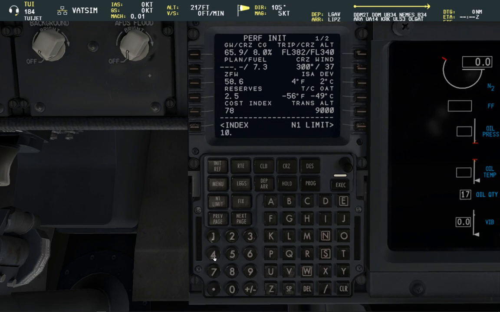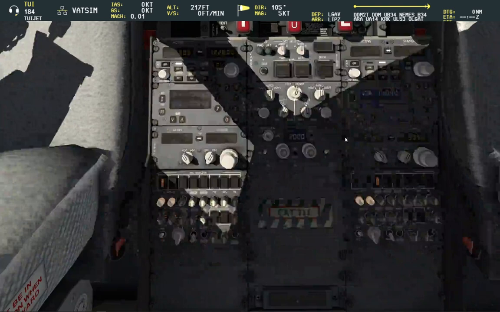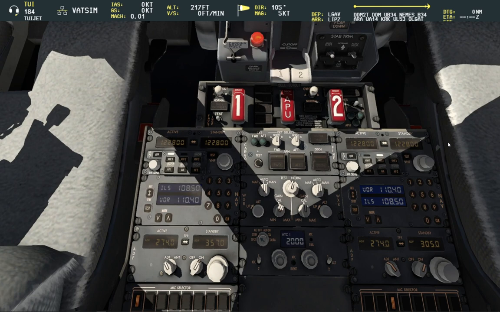10.4, yeah. So I will not execute this yet. In the meantime, we can continue preparing the cockpit. ATIS 36.1.